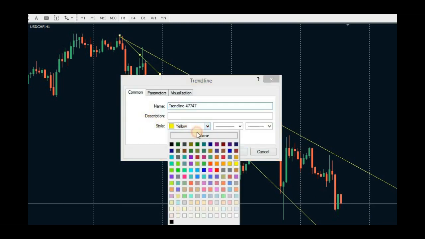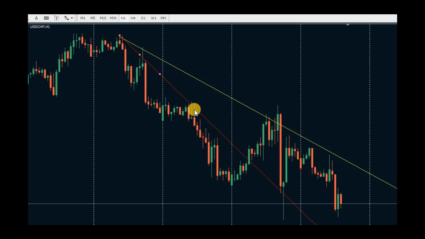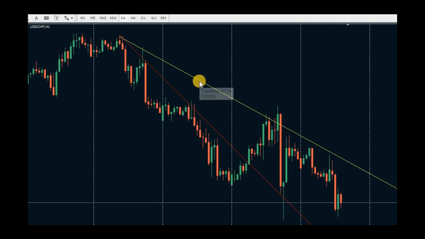Let me change the color to red. The right trend line, maybe this one, no, this one. So as you can see, our trend line covers a lot of points. These 3 candles are the ones that we didn't take into account if we just rely on the lower time frame trend line, which is the yellow one here. So the right one here is the red one.